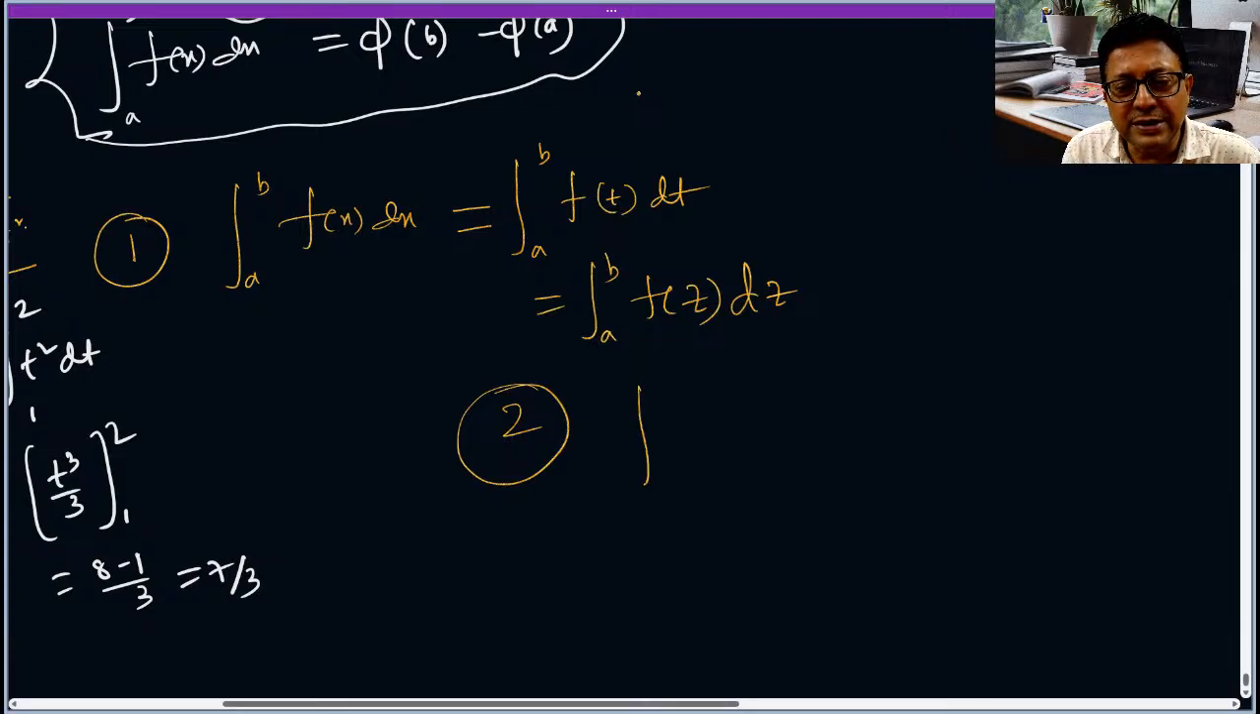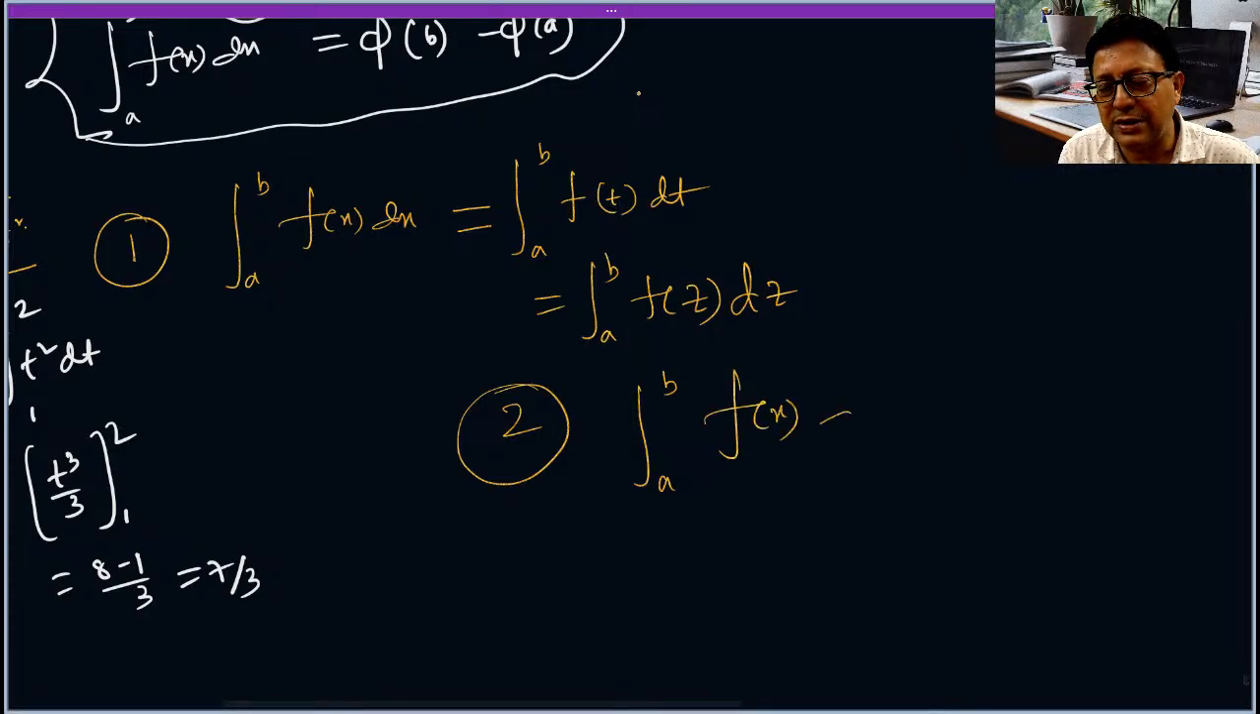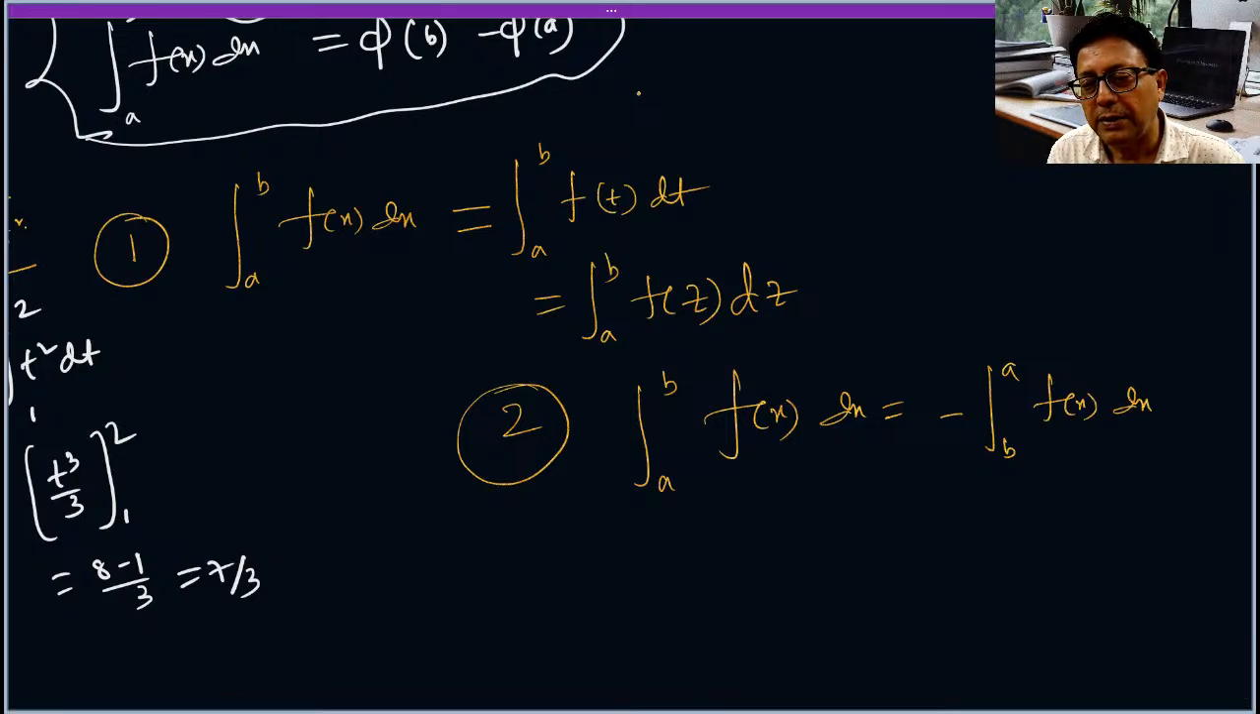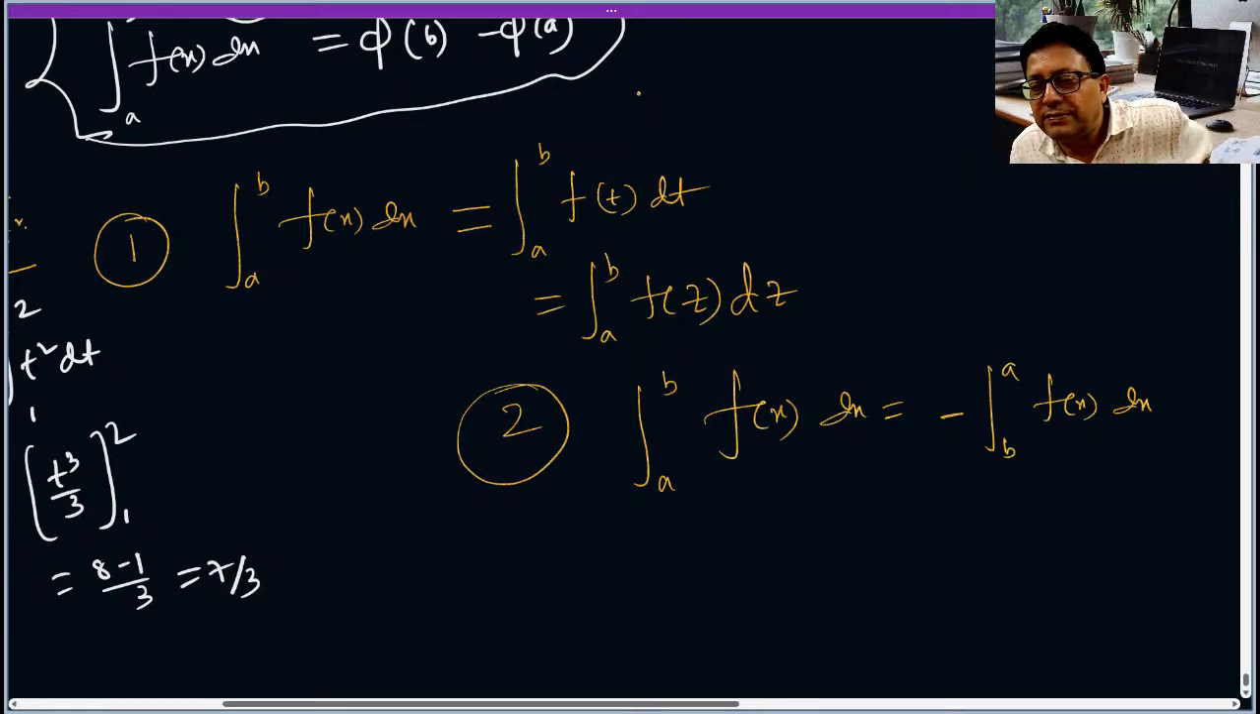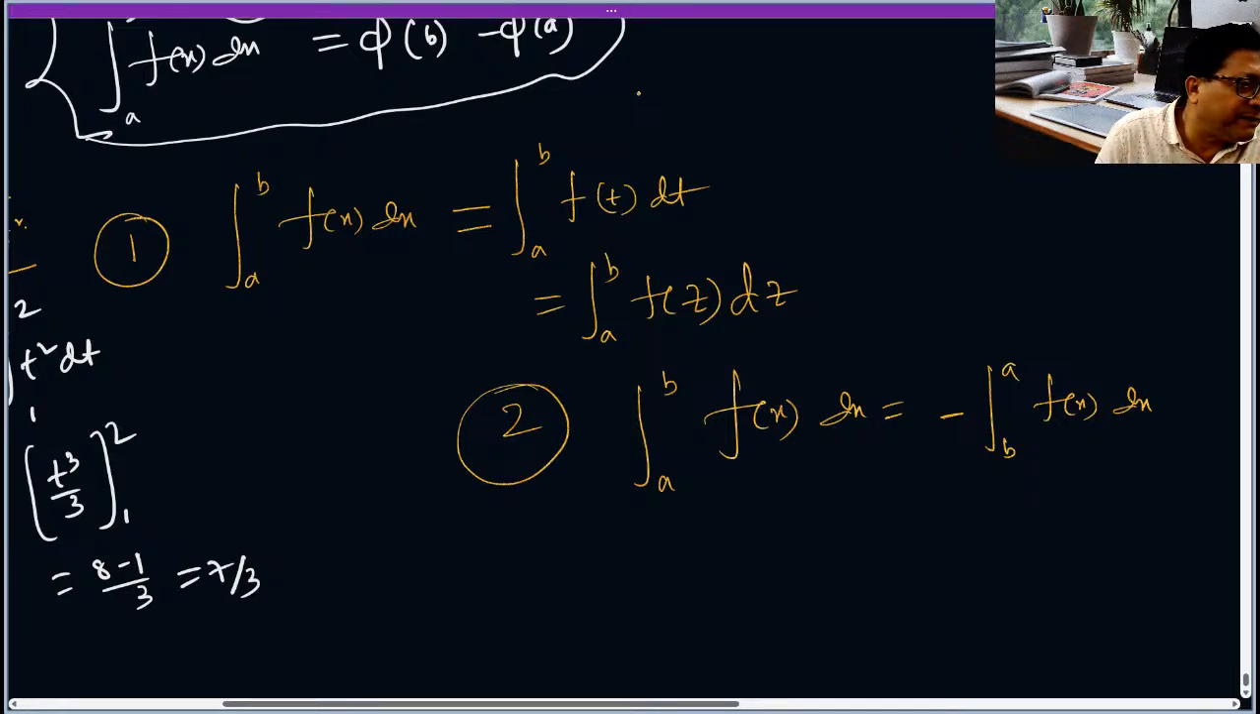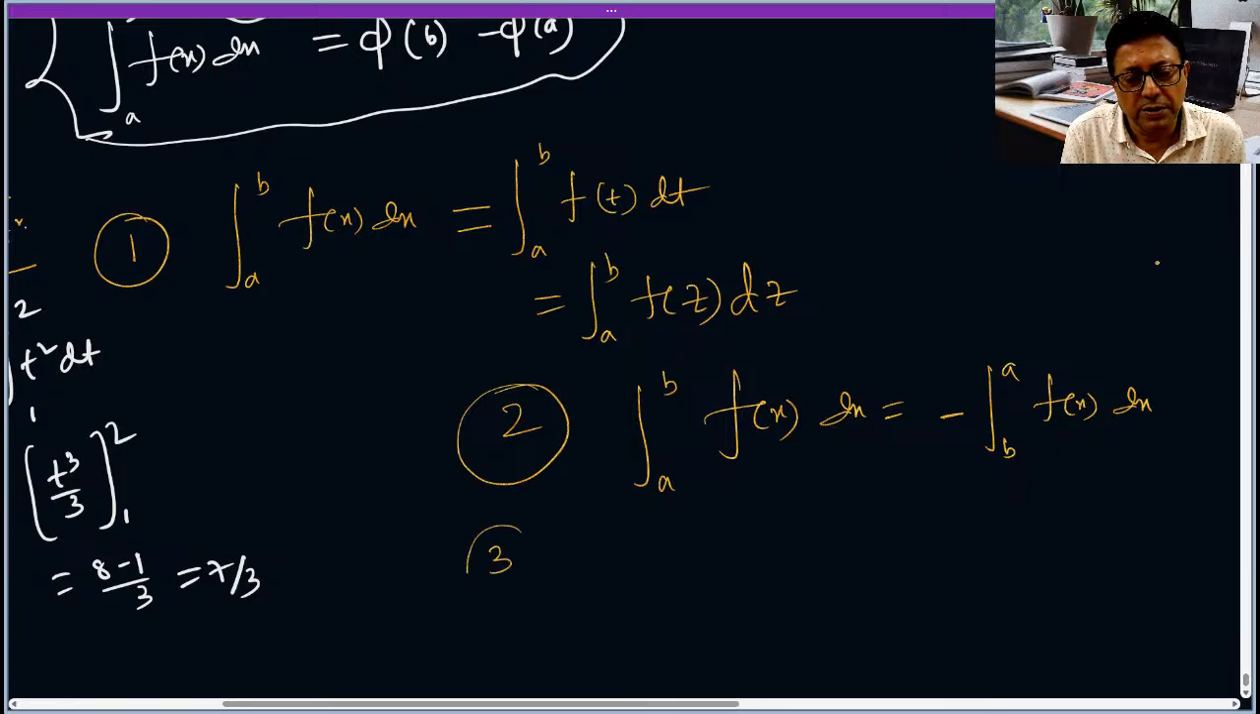The second property is, if we interchange the two limits, integral a to b f(x) dx will be minus integral b to a f(x) dx. Integral a to b f(x) dx is equal to minus integral b to a f(x) dx. This is very easy to prove. I am not giving you the proof here. You can realize it in fact with examples also. Number 3 proof I will give you.